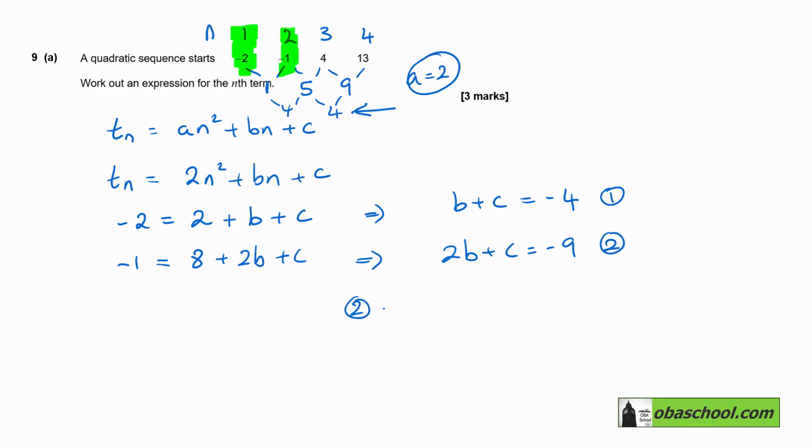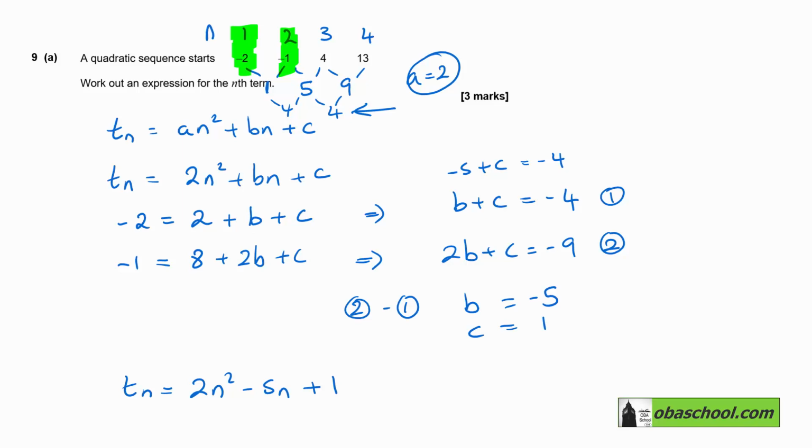If we do 2 take away 1, then we get 2b take away b is b, c take away c disappears, -9 take away -4 is -5. And then if that's -5, we've got -5 plus c is equal to -4. And that would tell me that c was equal to 1. So we have that Tn is 2n squared minus 5n plus 1.